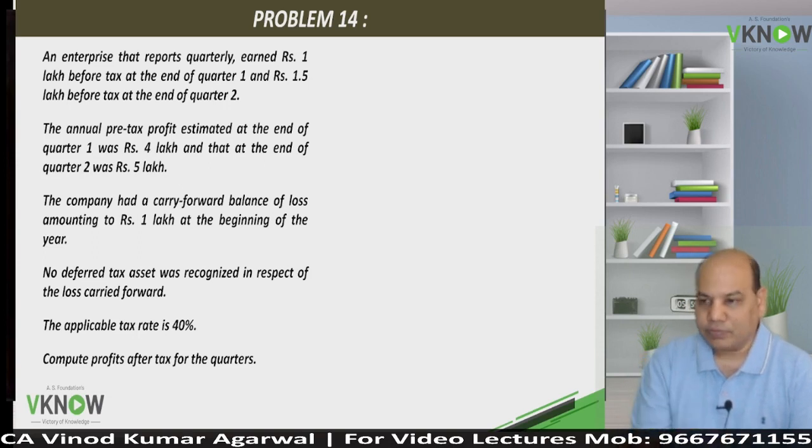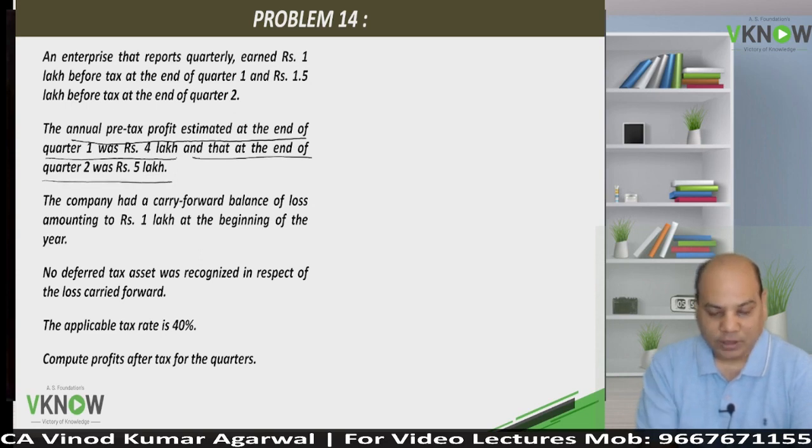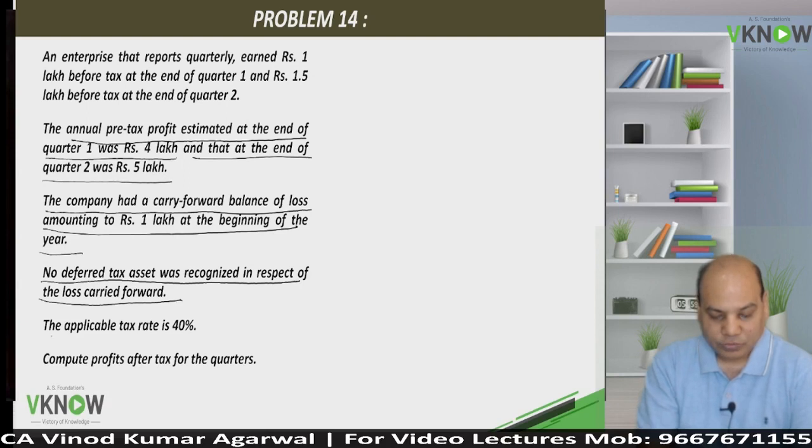An enterprise that reports quarterly earned rupees 1 lakh profit before tax at the end of quarter 1 and 1.5 lakh profit before tax at the end of quarter 2. The annual profit estimated at the end of quarter 1 is 4 lakh and at the end of quarter 2 is 5 lakh. The company had a carry forward of loss of 1 lakh at the beginning of the year. No deferred tax was recognized in respect of loss carried forward. The applicable tax rate is 40%.